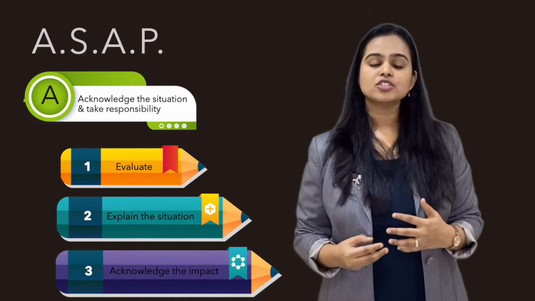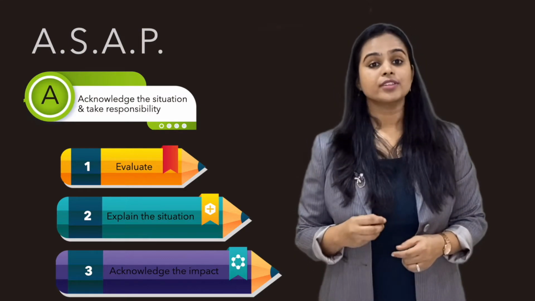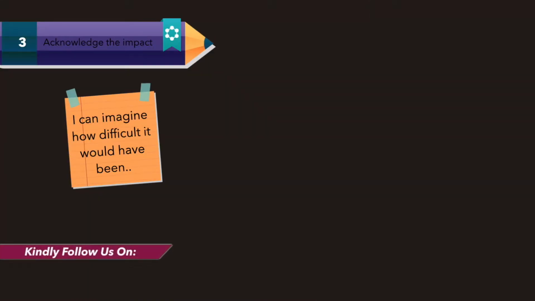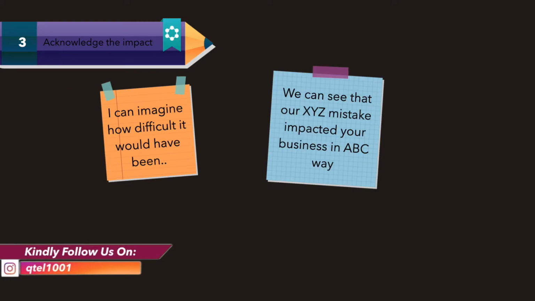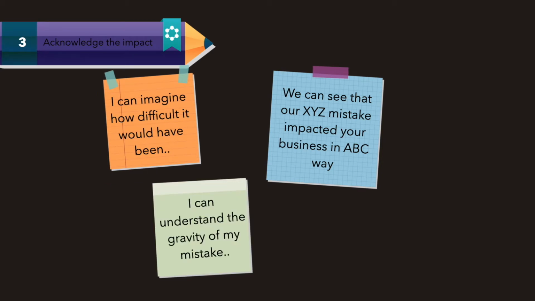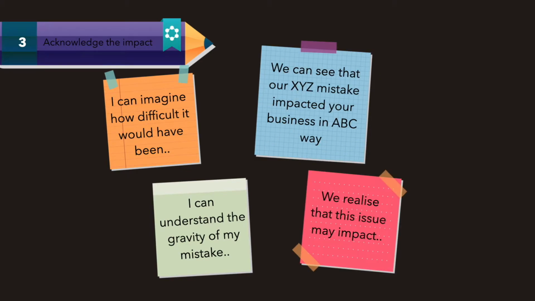Next is to acknowledge the impact on the other person. Now this can be written through various phrases like, I can imagine how difficult it would have been. We can see that our XYZ mistake impacted your business in ABC way. I can understand the gravity of my mistake. We realize that this issue may impact. Thinking from the other person's point of view and letting him or her know the same always earns respect for you. Hence, do not forget to acknowledge the impact of the error on the other person.